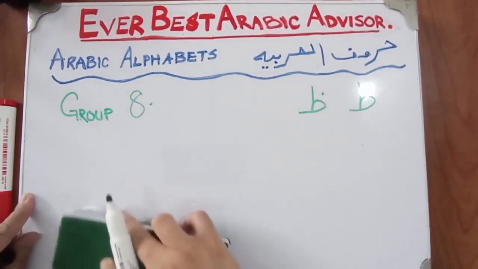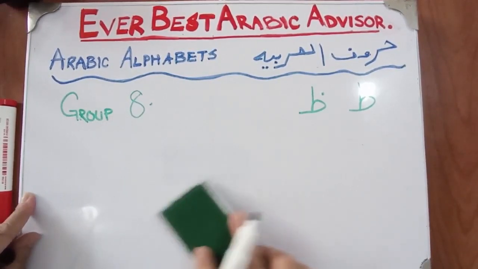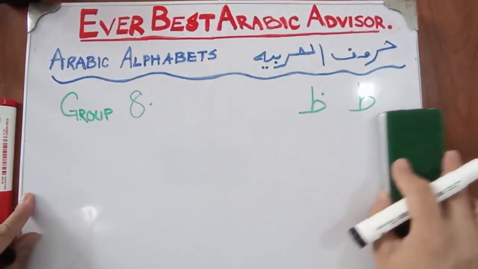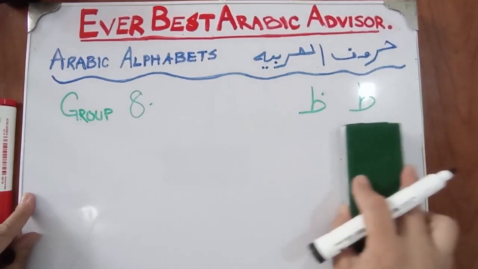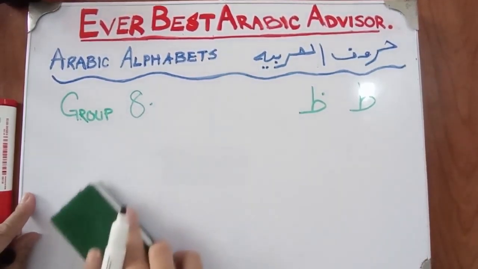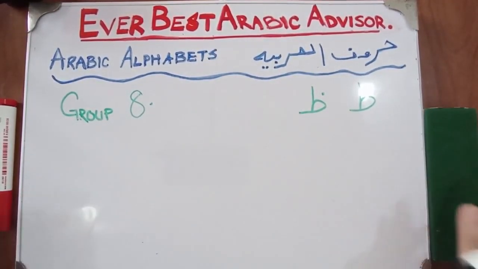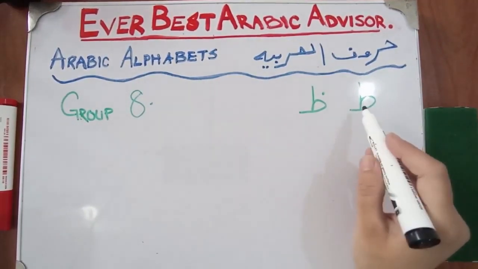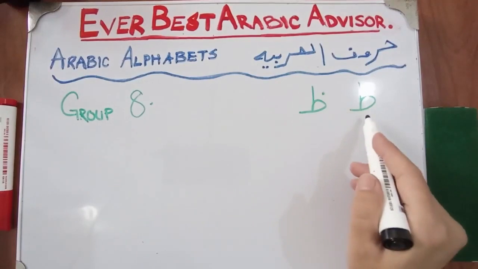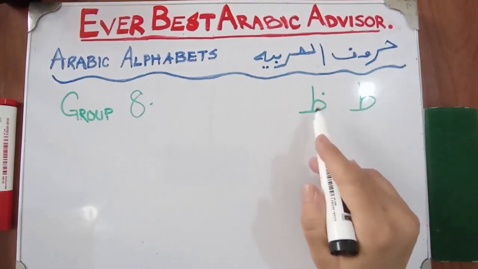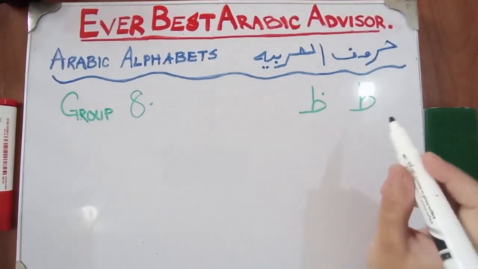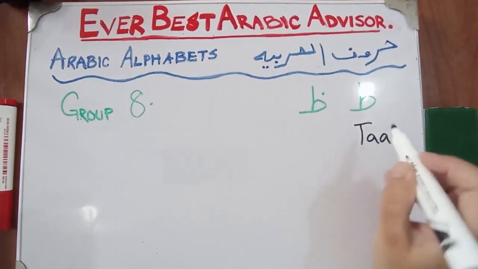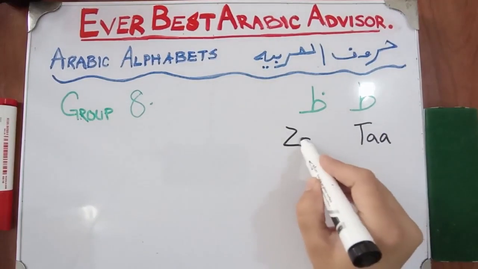It is important to learn the letters in order because some letters are confusing. If you know the first letter and the second, and then you can learn the next letter in a good flow. The next two letters in group 8 are Ta and Za. Both are very heavy letters in Arabic. Ta and Za.